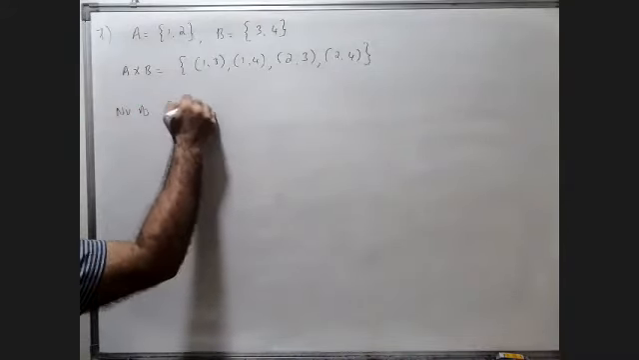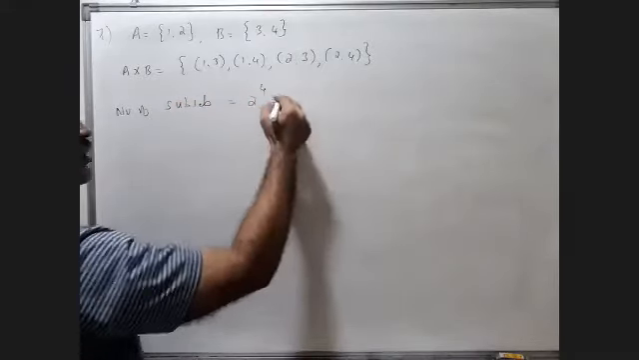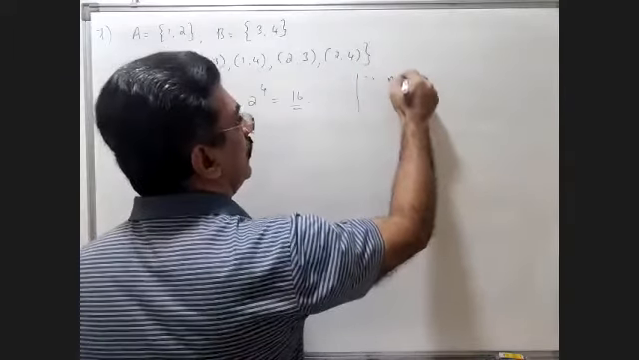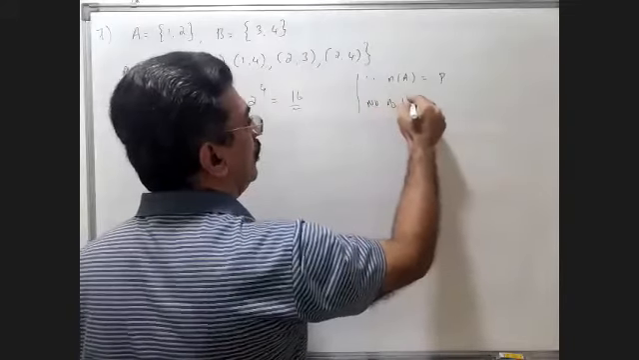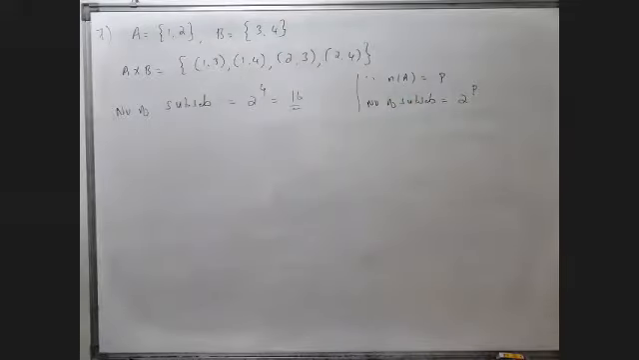Number of subsets is 2 raised to 4, which is 16. If n of A is P, the number of subsets is 2 raised to P. This formula we wrote.